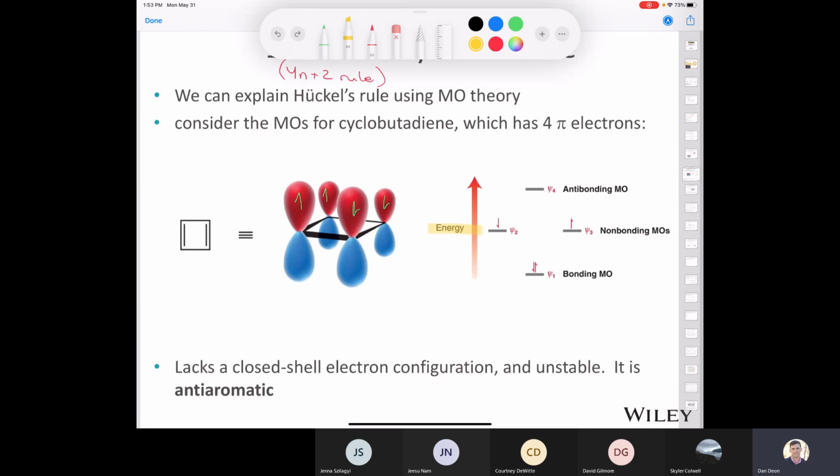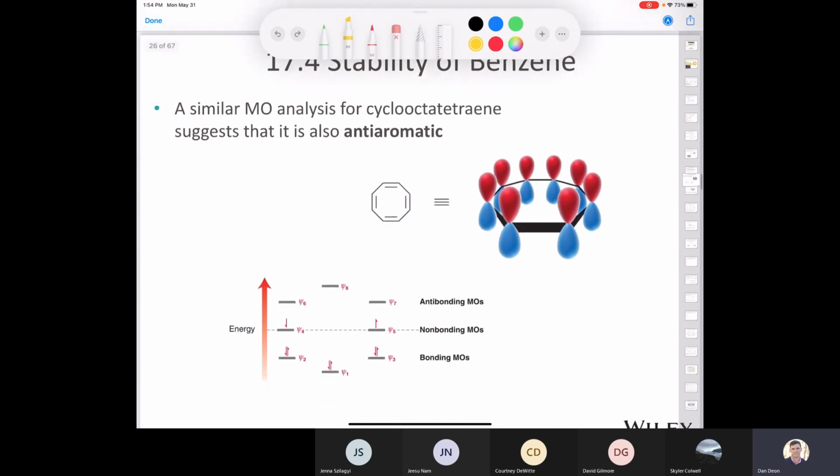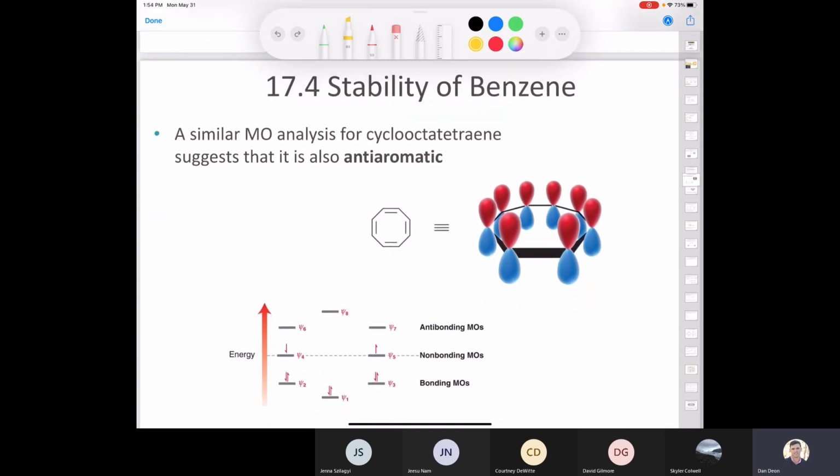It doesn't have what the book calls a closed shell electron configuration, which is where all of the electrons are in bonding molecular orbitals, and therefore it's unstable. And then we would say it's anti-aromatic. It's not aromatic, it's anti-aromatic. Now hold the phone. Before we just start throwing the book at this thing, let's take a look at cyclooctatetraene. And I'm going to talk more about this anti-aromatic thing in a few minutes.